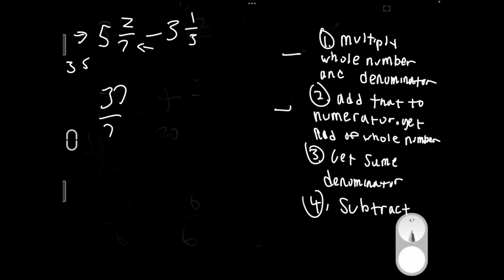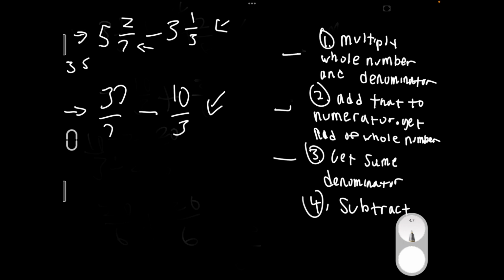And for the second fraction, 3 times 3, that's 9. We add it to the numerator. 9 plus 1, that's 10. So it's going to be 10 over 3. We finished the first and second step. Now we need to do the third step. We need to get the same denominator. They're both different. One's a 7, one's a 3. Their least common multiple is 21. So the first fraction, we need to multiply by 3 to get 21. The second fraction, we need to multiply by 7 to get the same denominator.